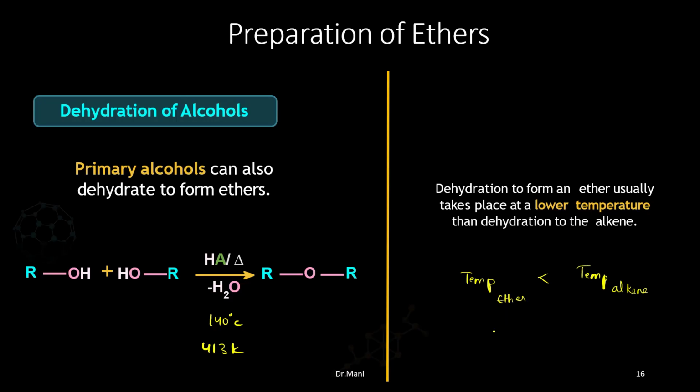So here it is 413 Kelvin, here it is 140 degrees Celsius. Sorry, here it is 443 Kelvin, or you can say here it is 170 degrees Celsius.